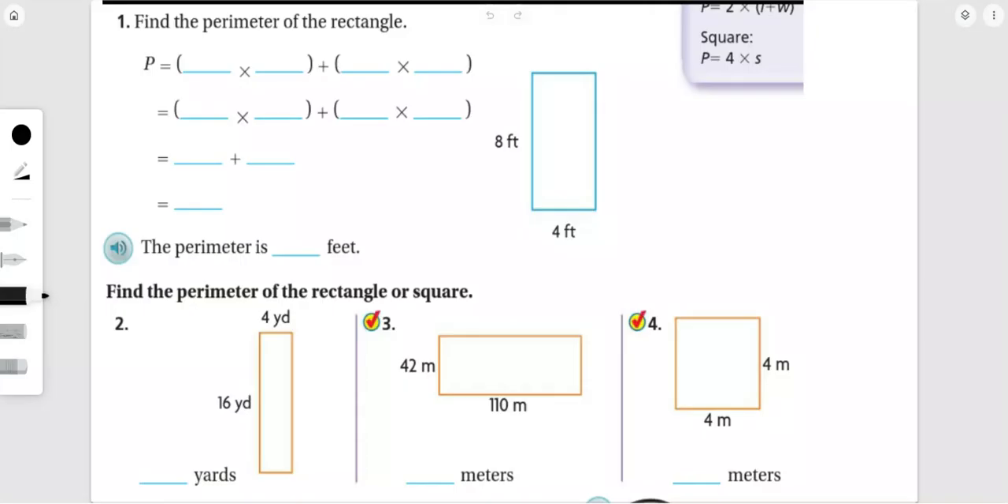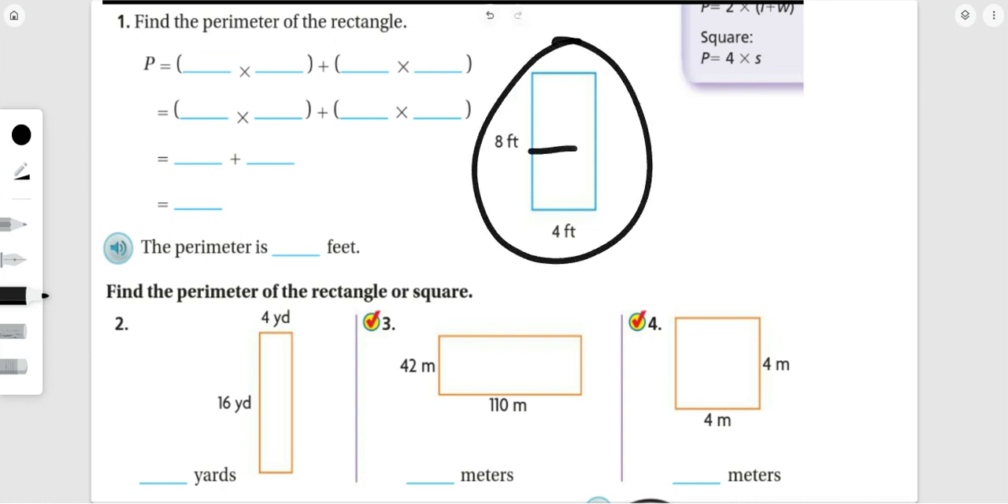Now today, while you're working, you're going to be looking at many different problems. A couple things to keep in mind. We're going to be using our formula to find the perimeter of the rectangle, just like this problem is guiding you through. Also keep in mind, when we're looking at rectangles, some of them might look like this. And remember that we know the opposite sides of a rectangle are equal, such as this side will be 8, just like this side will be 4.